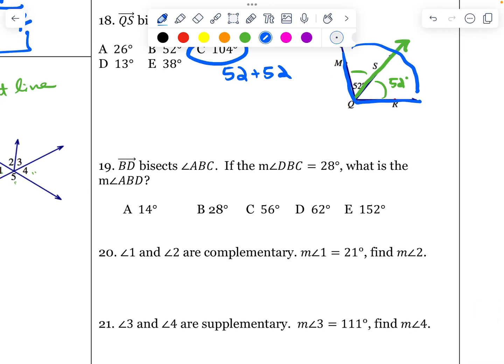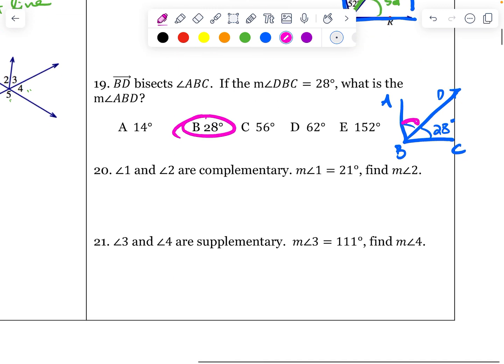BD bisects ABC. Okay, draw it again. A, B, C. BD bisects it. These are equal. If BDC is 28, what is the measure of ABD? So ABD is just this piece right here. It also has to be 28. Got to draw it, figure out what they're talking about.